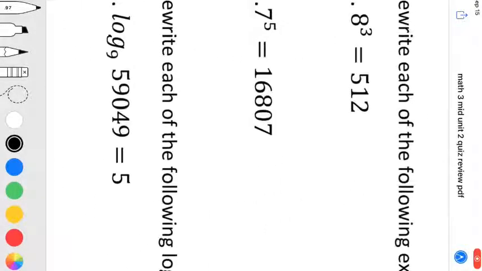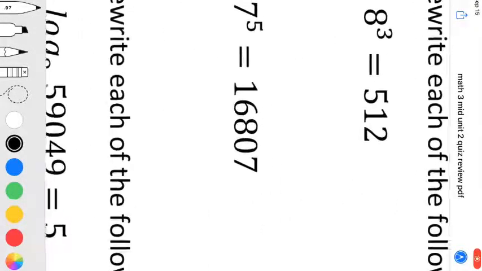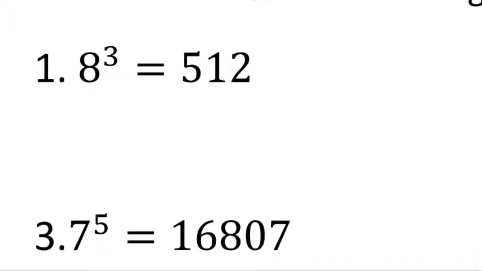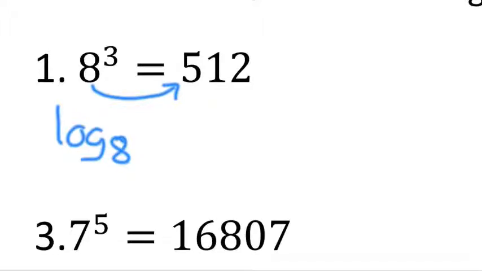So first we're going to look at when we're given exponential form, going to log form. So let's switch this so we have more room to write. We're going to take the base of our exponent, and that is going to be the base of our log. Then that 512 is what we're taking the log of. And then we're going to make it equal to our 3.